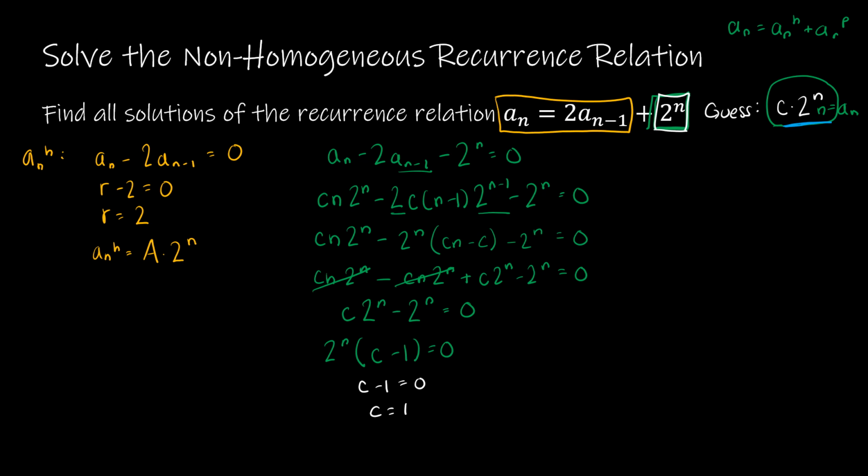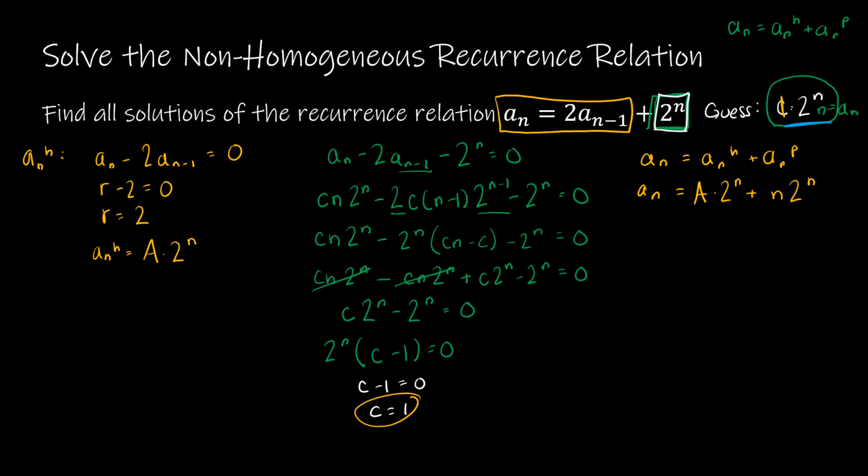So now I'm going to go back to that function, and I'm going to replace what I have so far. So I'm going to replace the homogeneous solution with A times 2 to the n. I'm going to replace the particular solution with, well, C is 1, right? So this is 1 times 2 to the n times n. So n 2 to the n.